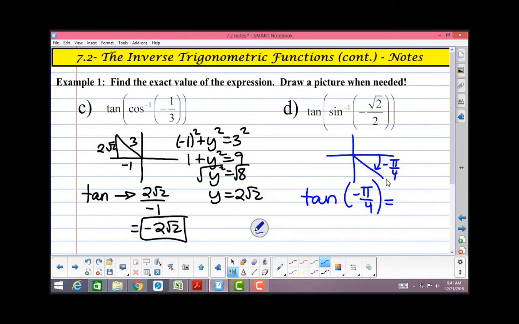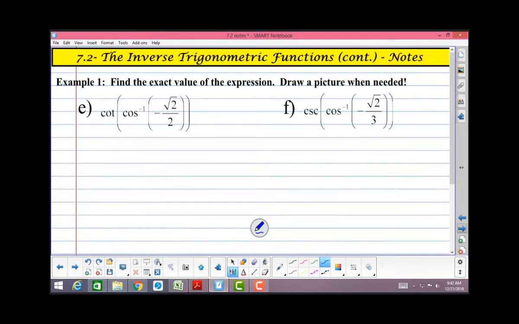Well, realize the tangent of negative pi over 4 is just going to be negative 1. Because remember, the coordinates at negative pi over 4 are both root 2 over 2. One's positive and one's negative.